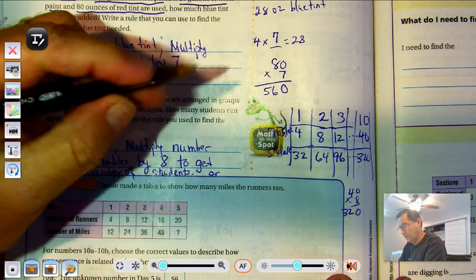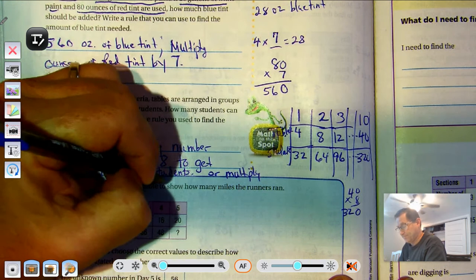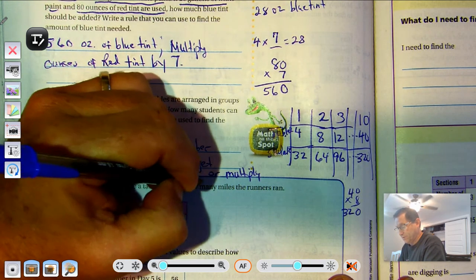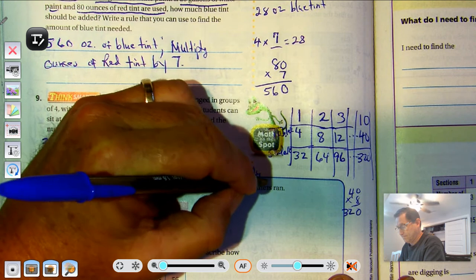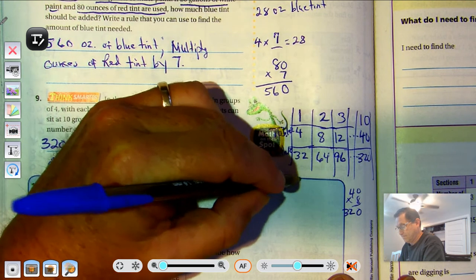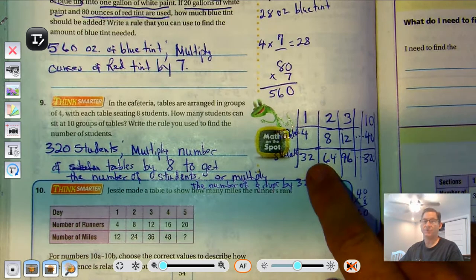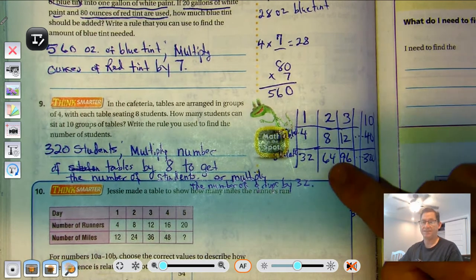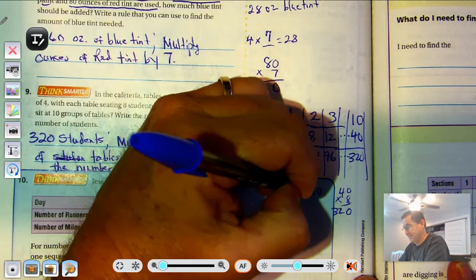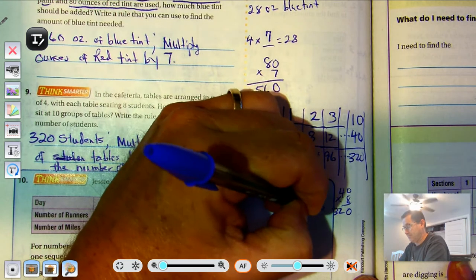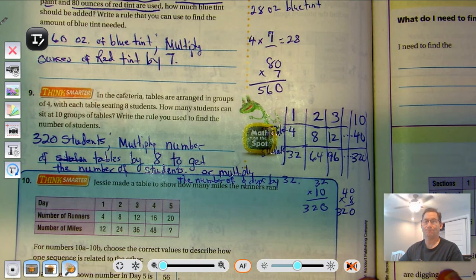Or multiply the number of groups by 32. Because if I have one group, I had 32 students. If I have two groups, I have 64 students. So I could say 10 times 32. Okay, so either way.